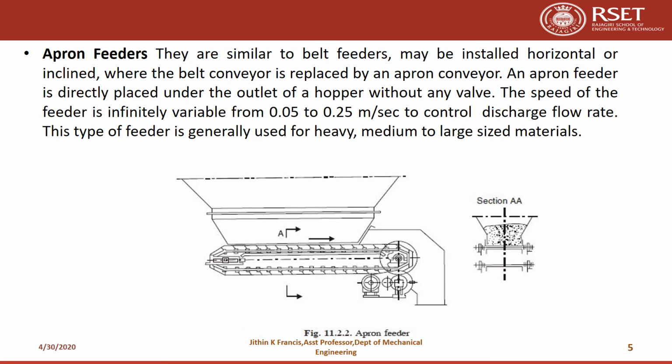Next one is apron feeders. They are similar to belt feeders, may be installed horizontal or inclined, where the belt conveyor is replaced by an apron conveyor. An apron feeder is directly placed under the outlet of a hopper without any valve. The speed of the feeder is infinitely variable from 0.05 to 0.25 meters per second to control the discharge flow rate. This type of feeder is generally used for heavy, medium to large sized materials.